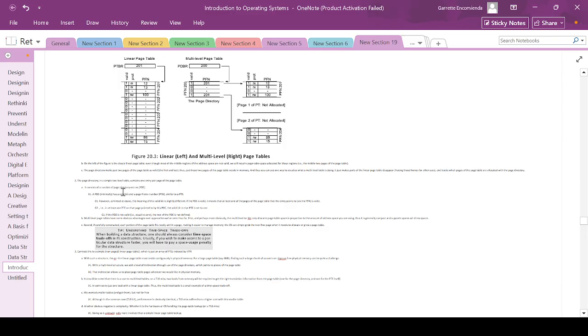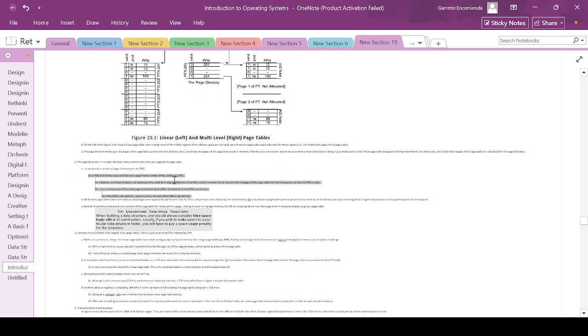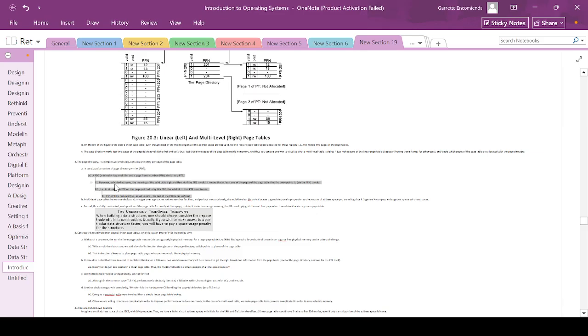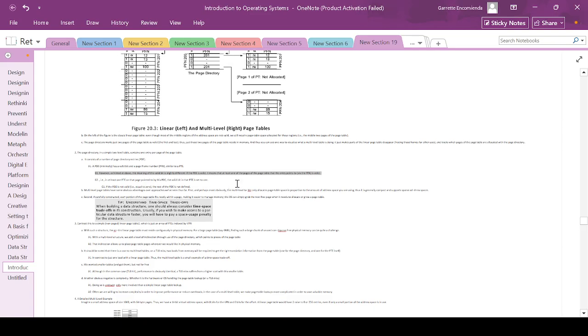A PDE minimally has a valid bit and a page frame number, similar to the PTE we discussed in the previous video. So a valid bit and a page frame number of the page table. However, as hinted above, the meaning of this valid bit is slightly different. If the PDE is valid, it means that at least one of the pages of the page table that the entry points to via the PFN is valid.